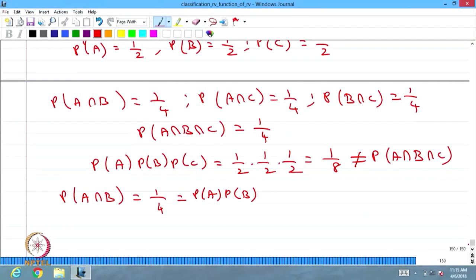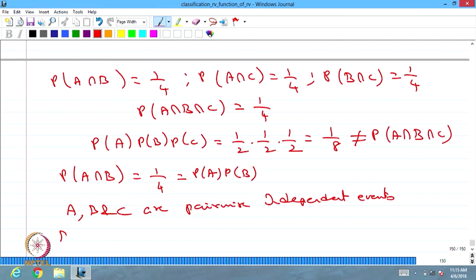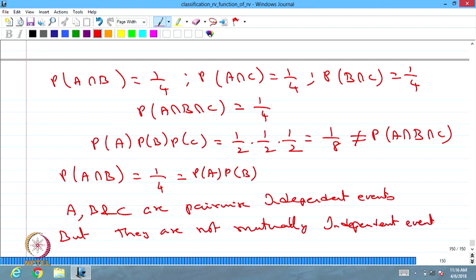That means in this example, A, B and C are pairwise independent events, but they are not mutually independent events, because it does not satisfy the independence property for three events. So, this is a very simple example to conclude pairwise independence does not imply mutually independent events in general.